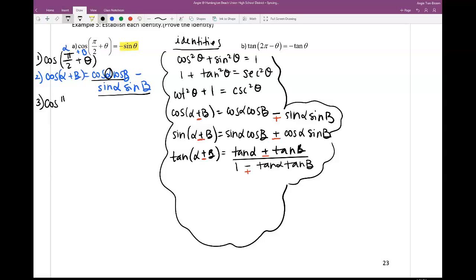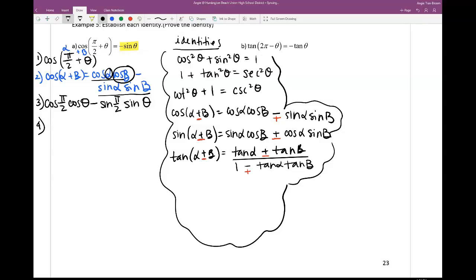So that's cosine of pi over 2. Then this right here is cosine of theta. Take away, now alpha is really pi over 2, so sine of pi over 2. Okay. Beta is really theta. And then that's what I'm doing. Okay. Then step number 4.